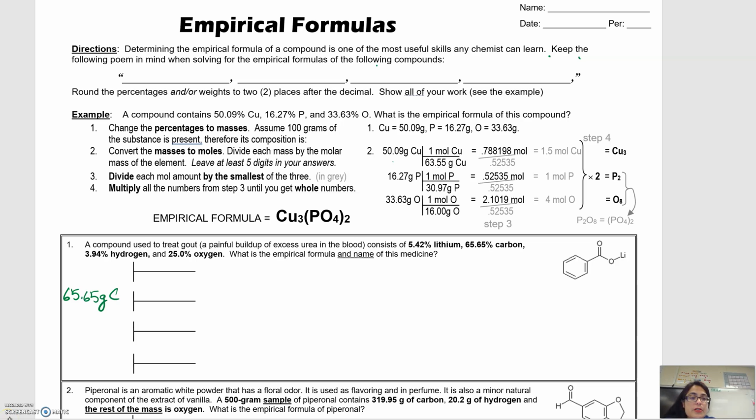Hey guys, this is the worksheet that we're going to be using today, and I'm going to go ahead and make a video and show you how to do some of these. So first, let's put down some of the rules that we learned yesterday in the PowerPoint.